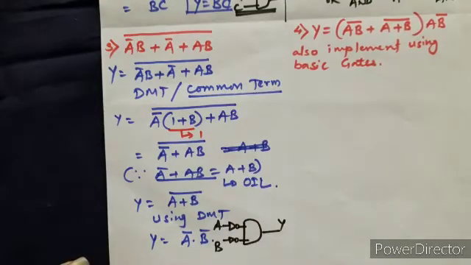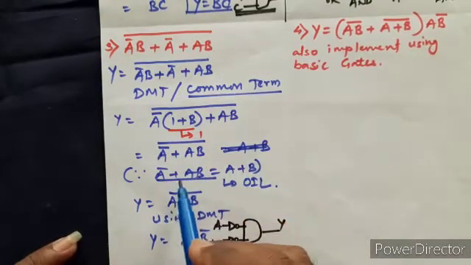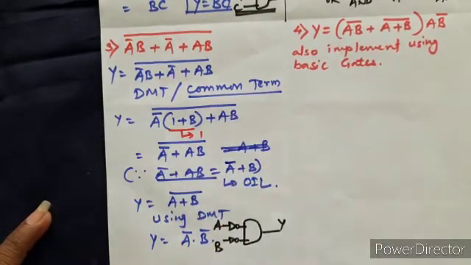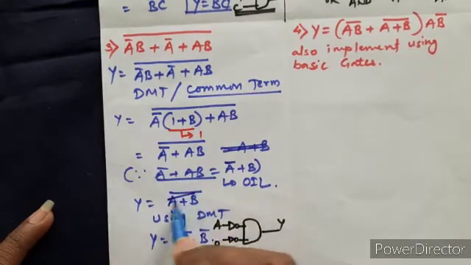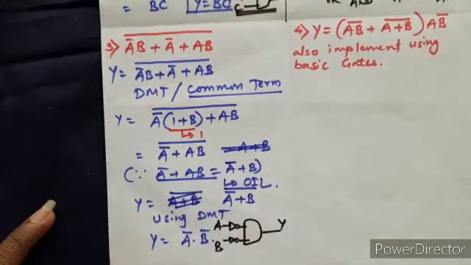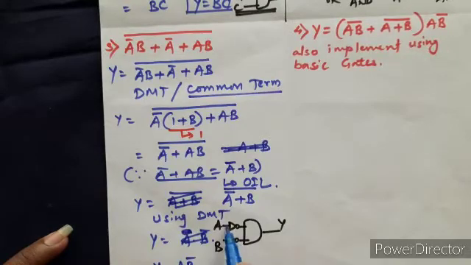Yeah, so one correction you can make here, that is what I was thinking. A bar plus AB is A bar plus B, not A plus B, right? So this turns out to be, I'll just draw here, A bar plus B whole bar, right? So this becomes Y equals A B bar. Okay, so this is an AND gate.